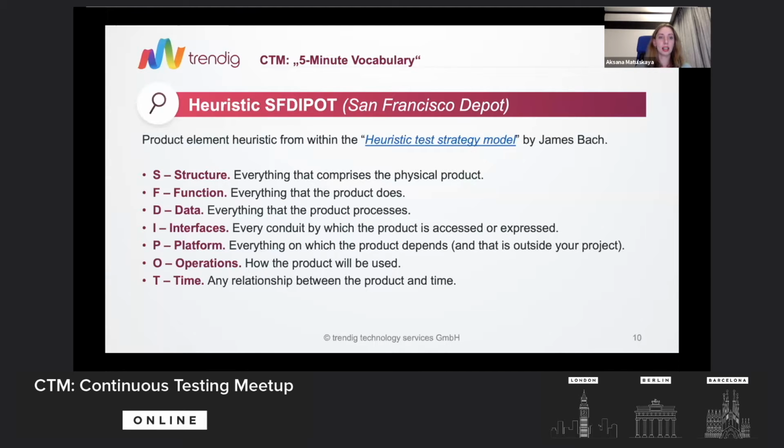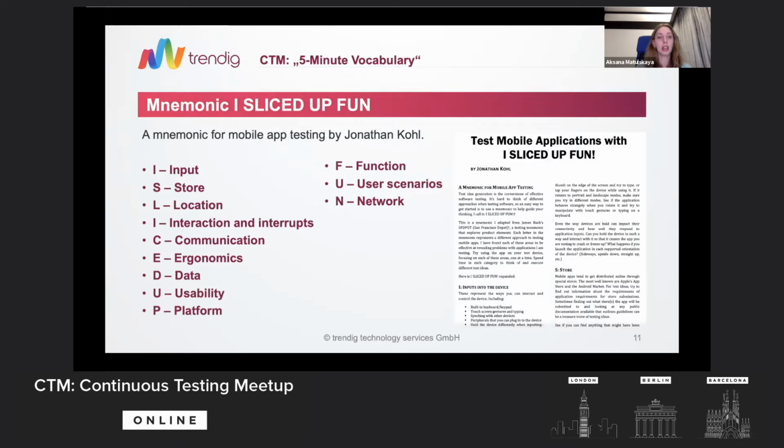And the last heuristic, or mnemonic, for today is I SLICE UP FUN. If you are in mobile app testing, please have a look. You can find a fully detailed description of this heuristic on the internet. It was created for mobile app testing by Jonathan Kohl. He adapted the heuristic San Francisco Depot from James Bach, which we already saw, for mobile app testing. So it works in a similar way. Let's look at the first one.